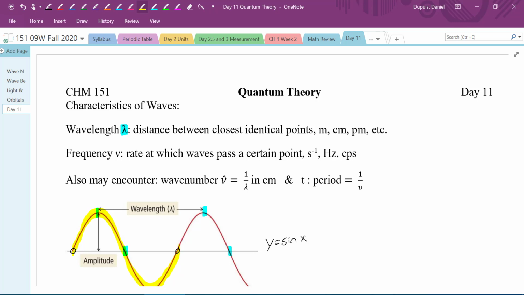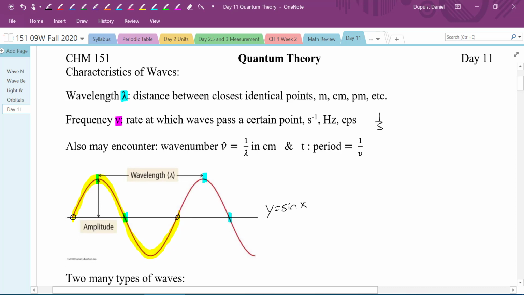That leads us to frequency, which is the rate at which the waves are passing a certain point. So it's how many oscillations in a second. Cycles per second, hertz, 1/second. You might also count a wave number, which is 1/wavelength, in centimeters to the minus 1. Or period, which is time, 1/frequency.